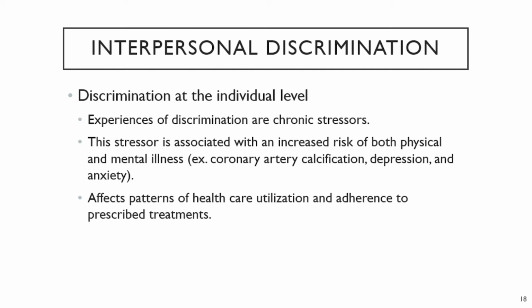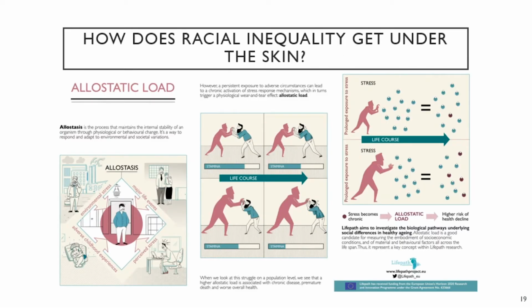Interpersonal discrimination is also a chronic stressor, and it is associated with both physical and mental illness. It also affects how much people use healthcare and how much they follow their doctor's orders. So how does racial inequality get under the skin? All of us experience stress. However, a persistent exposure to adverse circumstances can lead to a chronic activation of the stress response, which in turn triggers a physiological wear and tear effect, known as the allostatic load. A high allostatic load is associated with chronic disease, premature death, and worse overall health.